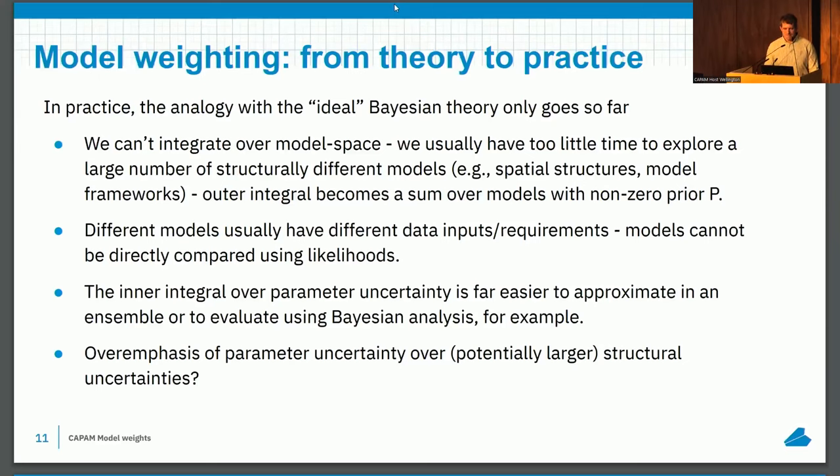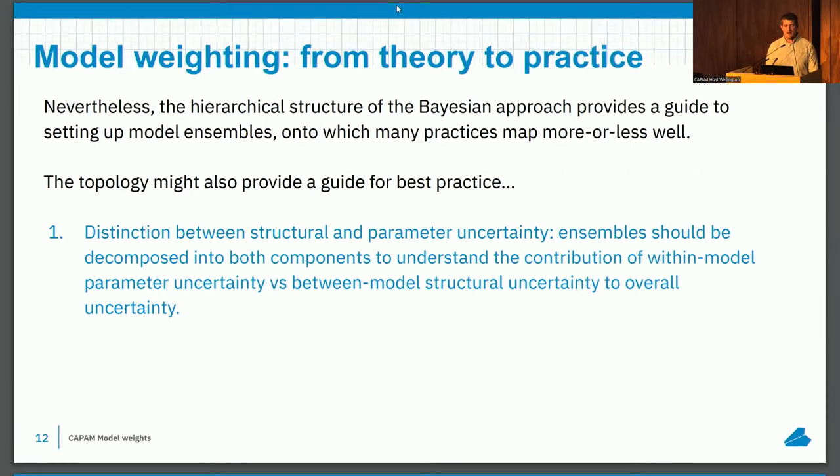And I guess as a result, that inner integral over parameter uncertainty is the one that gets evaluated a lot more readily, because it's just that much easier to test your model. We know most models are very sensitive to choices or uncertainties in M. And so at that point, well, sure, that's what you put in. We don't really understand how sensitive our models are to structural uncertainties, often because we just don't have the resources to look into that in detail. So perhaps there is an overemphasis on parameter uncertainty over structural uncertainty in a lot of the assessments that happen.